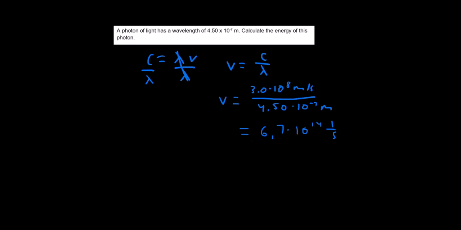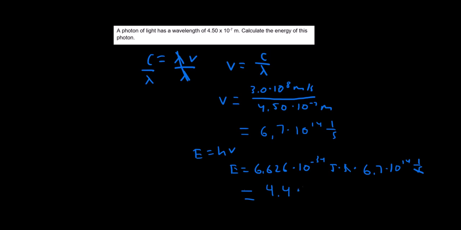And then now that we have the frequency, we can use Planck's equation to find the energy. So Planck's equation is E equals hv, and we want the energy. So E equals Planck's constant, which is 6.626 times 10 to the negative 34 joules times seconds, times the frequency, which we just found was 6.7 times 10 to the 14th 1/seconds. The seconds are going to cancel out, and we get the energy to be equal to 4.4 times 10 to the negative 19th joules.